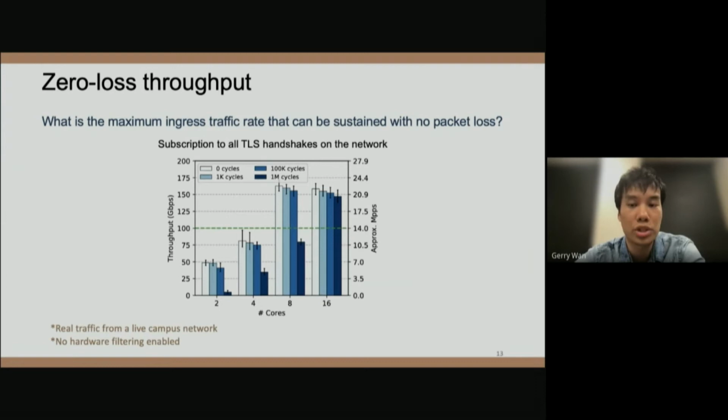As we can see, with just 8 cores, Retina can support well beyond 100 gig traffic rates, even while running heavy callback loads on fully parsed TLS handshakes. In fact, for values above this green dashed line, we saturated our input link with 0 loss, so they actually represent a lower bound on what we can achieve on our network. Other throughput results for other types of subscriptions can be found in our paper.